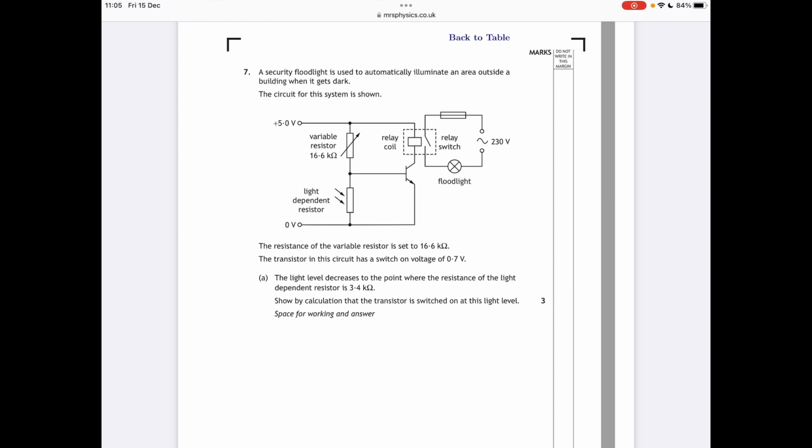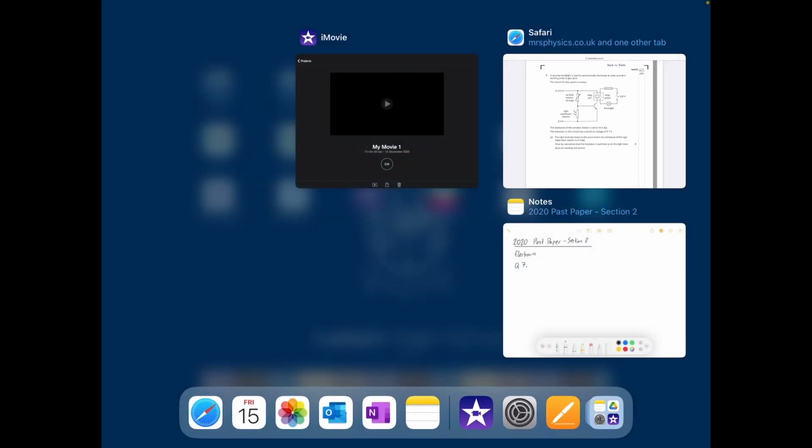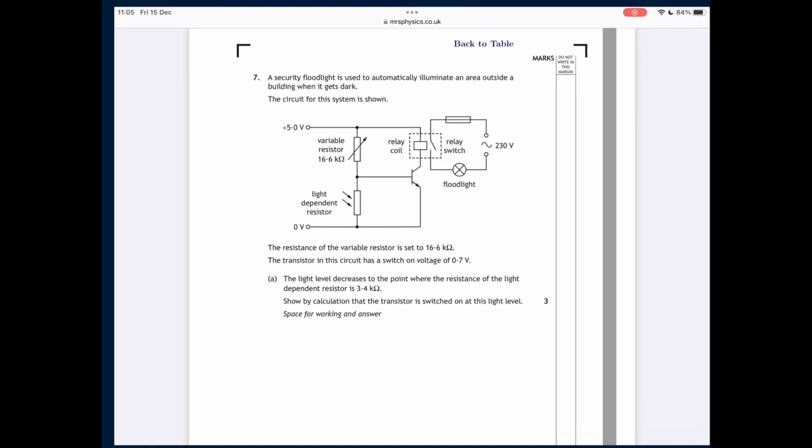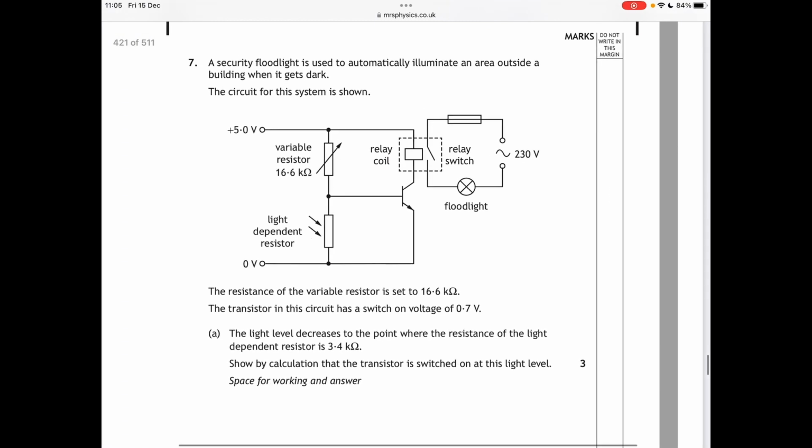So this worked example is from the 2020 past paper, section 2, and it's going to be question 7. Now this is on electronics and circuit theory. So, we've got a circuit here. A security floodlight is used to automatically illuminate an area outside a building when it gets dark. The circuit for this system is shown below.